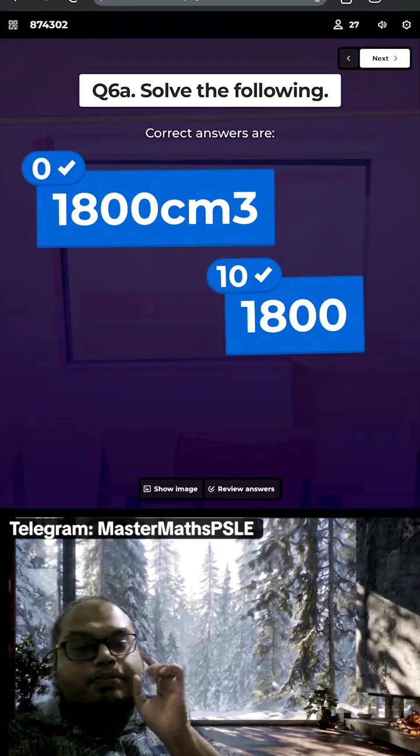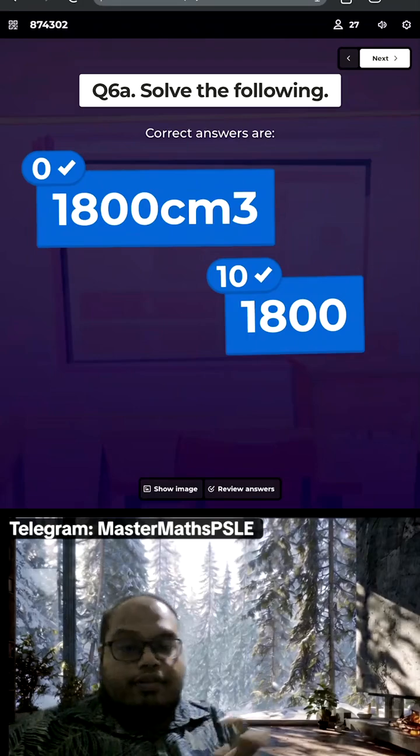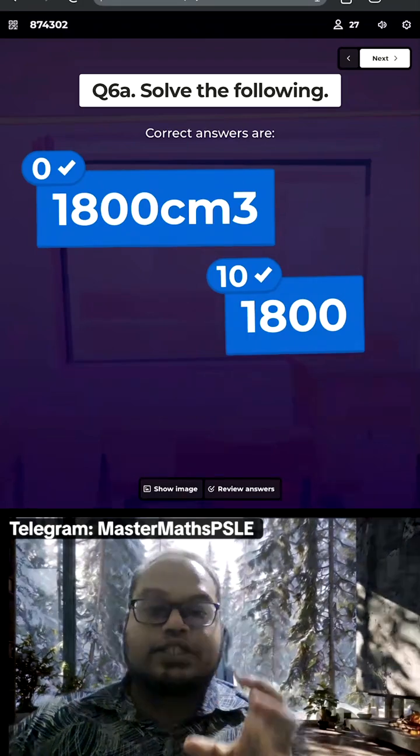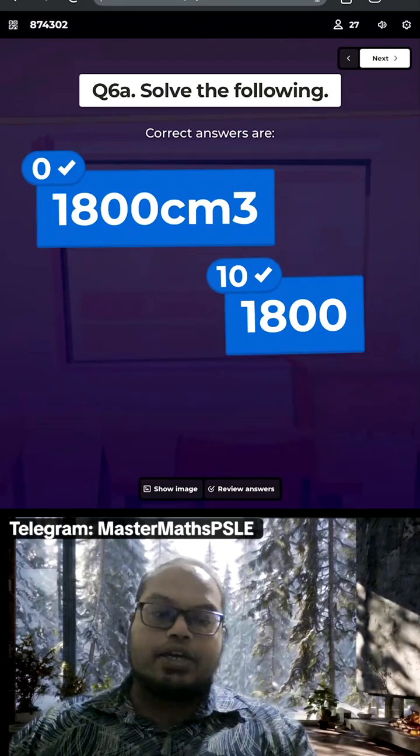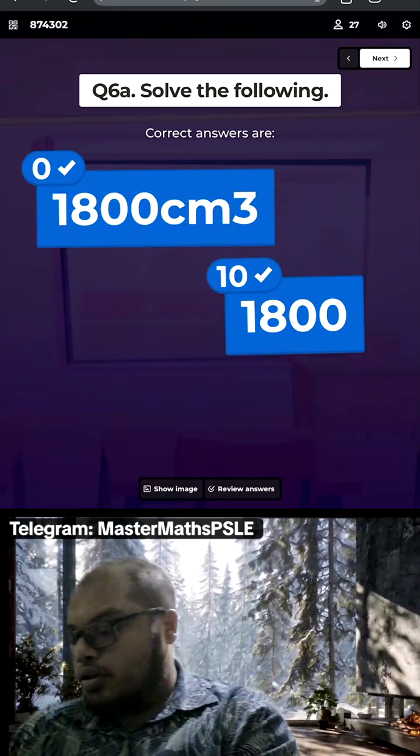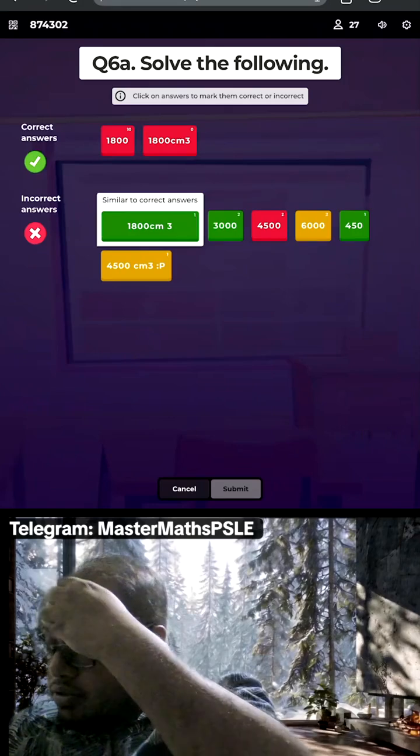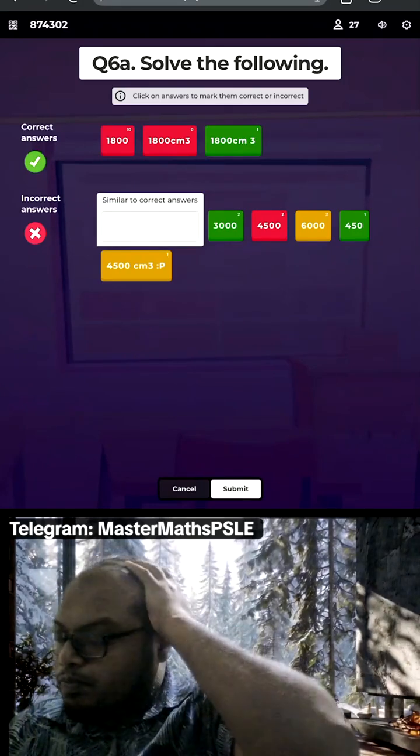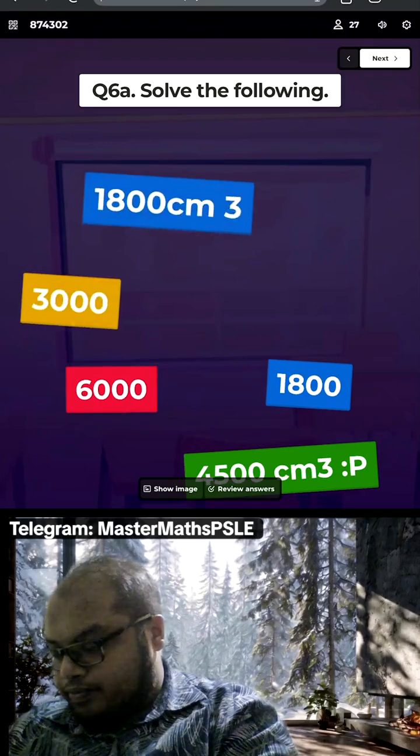The thing is probably 6,000 because you never use the 2 out of 5. So there's a 2 out of 5 there, right? The fraction. So you must use it. Then you'll get 1,800. Let me see if anyone else. Nobody else.